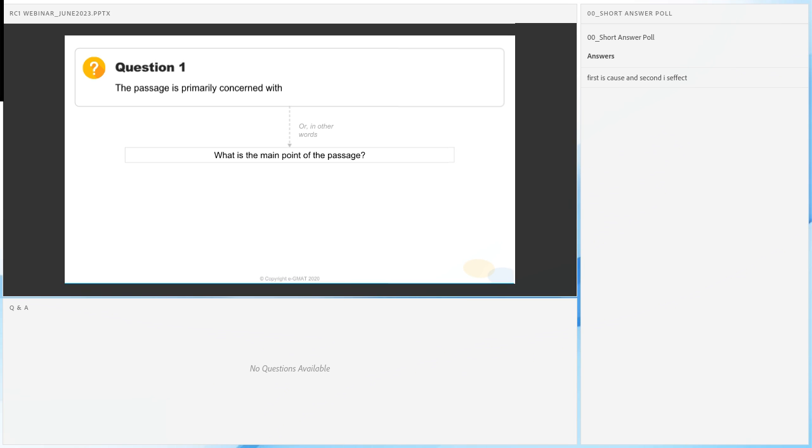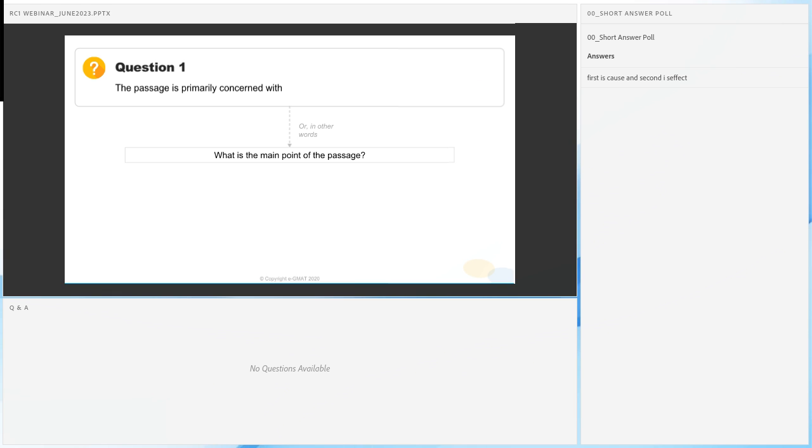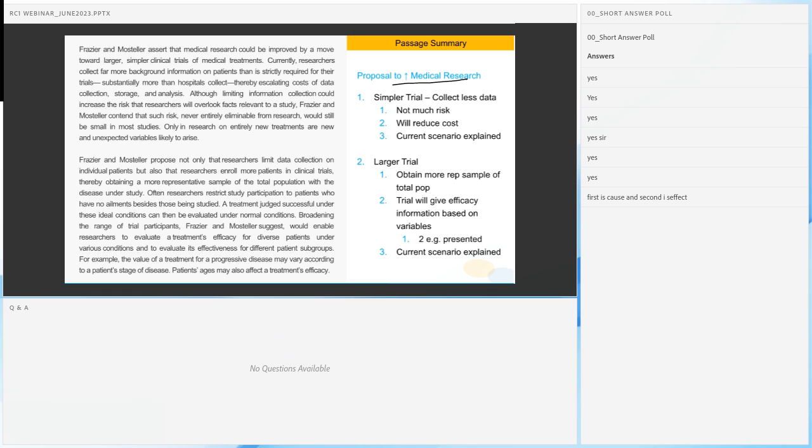Can we come back to the passage? We don't need to load this in RC to the same degree, although if you want to get to that 90th percentile, this is a distinction that you will learn. But can we come back to the passage? Okay, what's the main idea of the passage? Again, we did that. Simpler trial, larger trial, proposal to improve medical research.